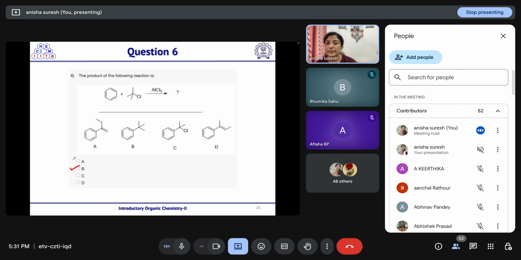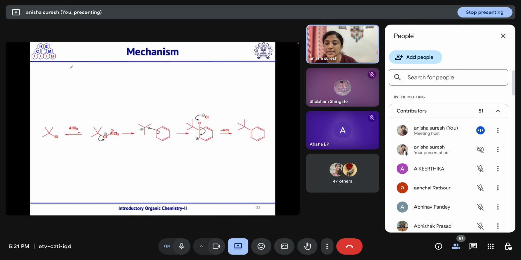So what is happening here? What is the name reaction? Friedel-Crafts alkylation reaction. So we are having an alkyl chloride and AlCl3. In the presence of AlCl3, this alkyl chloride will lead to formation of a stable tertiary carbocation, and then the benzene will go and attack on that carbocation, resulting in the formation of the final product.